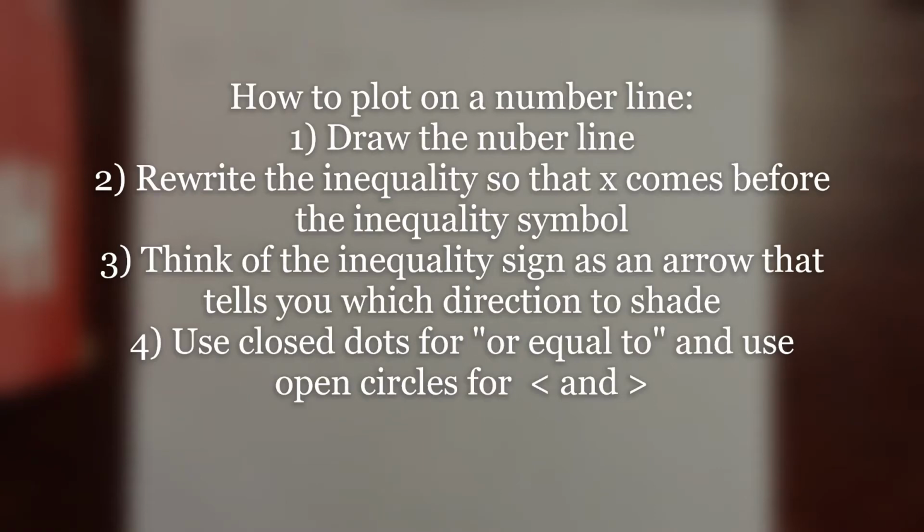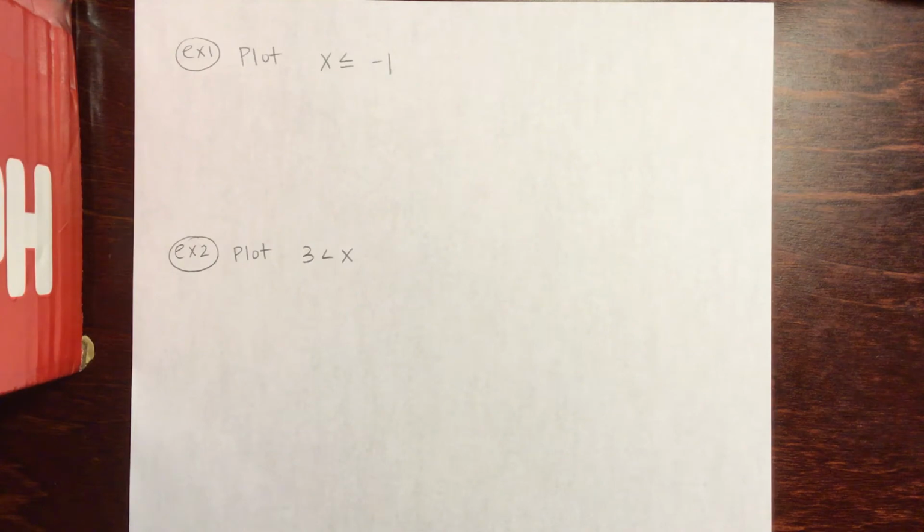For less than or equal to or greater than or equal to, you'll use brackets or a closed dot. If it's just a less than or a greater than symbol, use parentheses or an open circle. Let's do 2 examples. Example 1, plot x is less than or equal to -1.